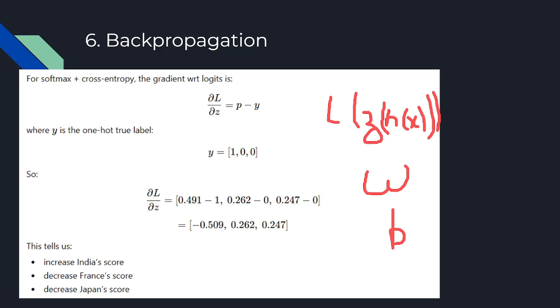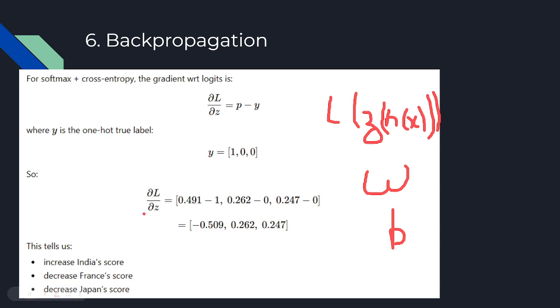Now, to do that, we are doing dou L by dou Z, which is P minus Y. Y is basically the one-hot true label. So we have said the probability of India should be 1 or 100%. For the others, France and Japan, the probability should be 0. So we are taking the probability function that we have found out, 0.491, 0.262 and 0.247, and we are negating it with the actual vector, how it should be, which is 100% for India, 0% for France, and 0% for Japan.